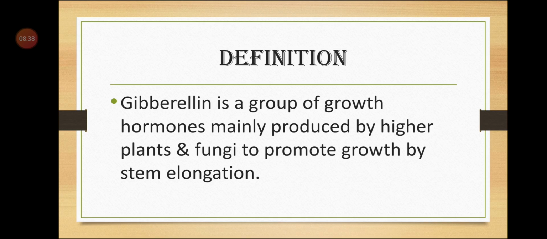Gibberellin is a growth hormone that is produced by higher plants. Higher plants means the plants which have all the plant parts well developed: root, stem, leaf, flower, fruit, bud. Such plants are called higher plants. Gibberellins are produced by higher plants and fungi to promote stem elongation. It increases the height of the stem and helps in increasing the growth of the stem.